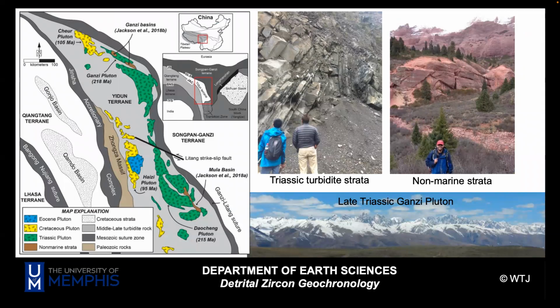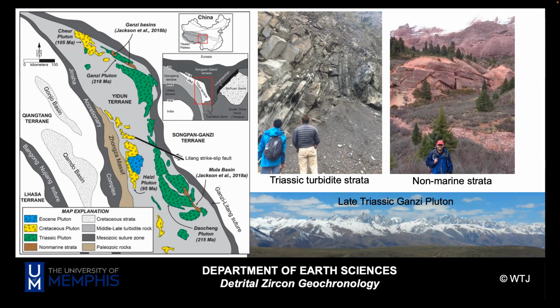Specifically, we're in the Yidun terrane. For our purposes, we can simplify the geology down to three units. We've got middle to late Triassic turbidites, these light to dark gray, highly deformed units. We have our red beds, our non-marine strata, and then we have our late Triassic Yidun arc plutons. So in this map, the green are our plutons, the light gray are our turbidites, and the brown are our small non-marine sedimentary basins.